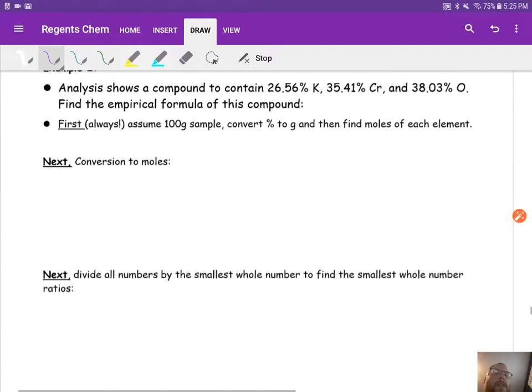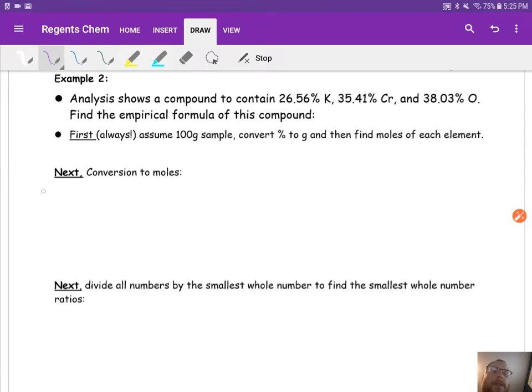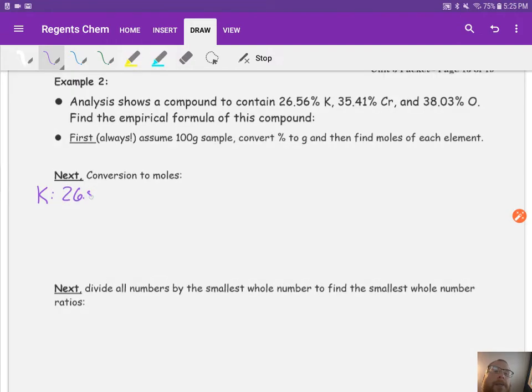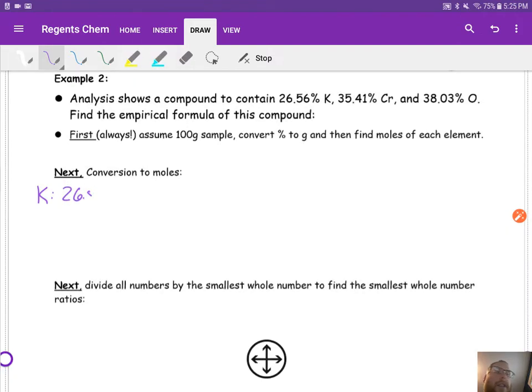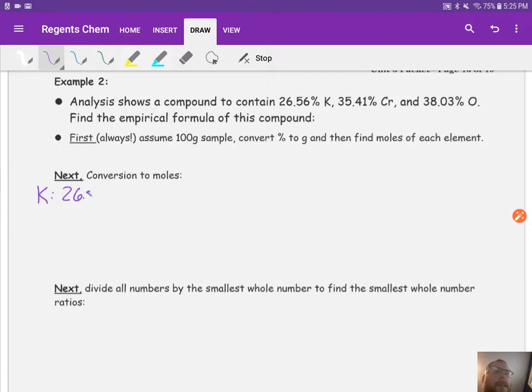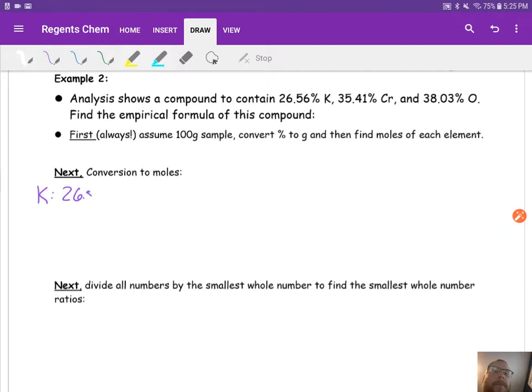All right. So here we go. Step 1. I'm not even going to show percentages anymore. I'm just going to write it down as grams because that's what I did in the last one. Okay, so we're assuming 100. So this is 26. I don't know why my tablet's messing up. Bear with me. I apologize.